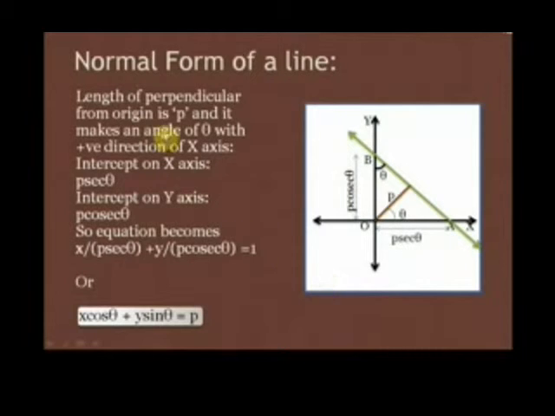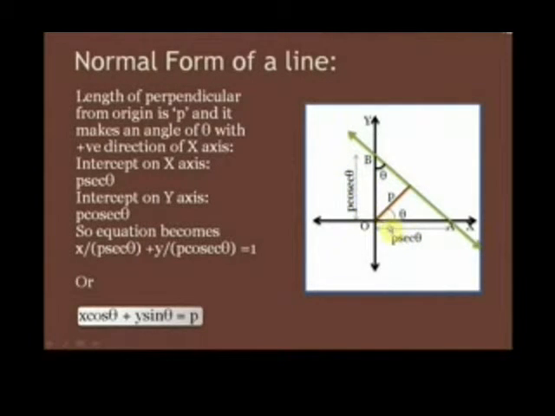Now let's look at another form of a line, that is the normal form of a line. Now this is a line, it intersects the coordinate axes at A and B, and it has been given that a perpendicular is being dropped from O to this particular line, and we have been given the length of this line as equal to p, and it has also been given that it makes an angle of theta with the positive direction of the x-axis. The x-intercept would be equal to p sec theta, and the y-intercept would be equal to p cosec theta.